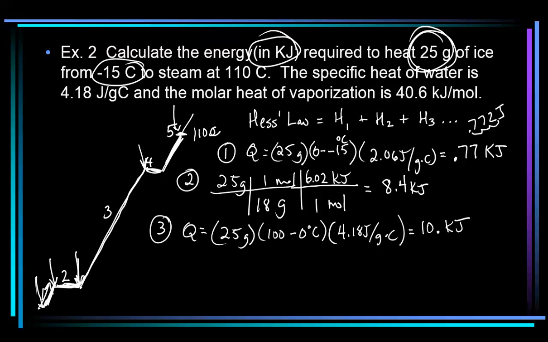Step number 4, you got very, very hot water. You need to turn it into steam. Side to side is? That's a train track. But this time, Elizabeth is not going to use 6.02. Elizabeth is going to use 40.7. Elizabeth? Because that is your heat of vaporization.